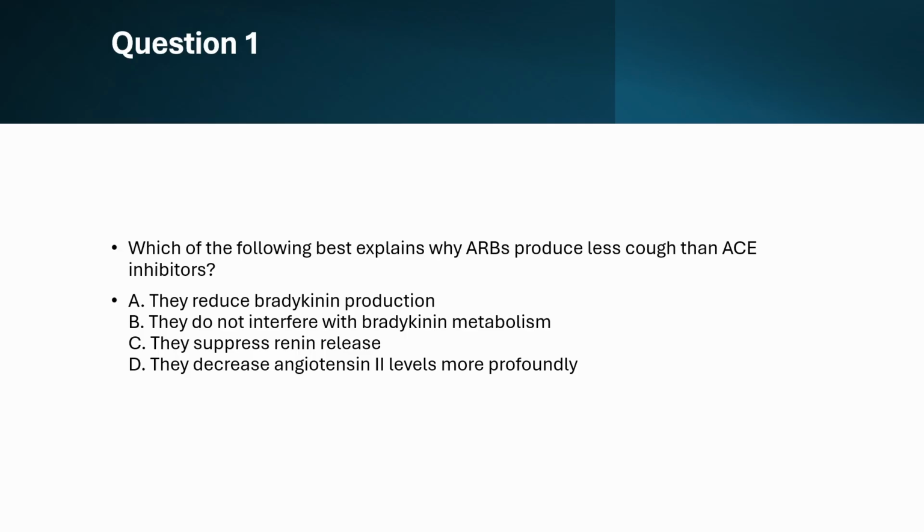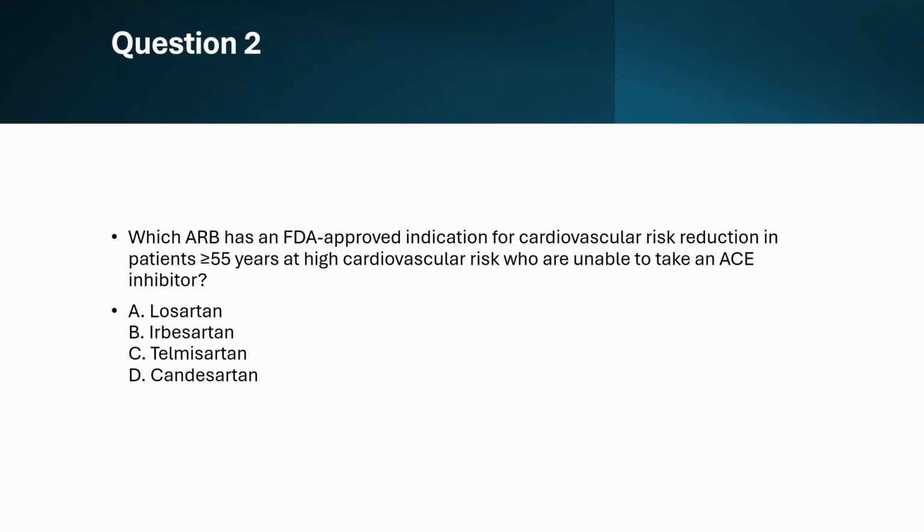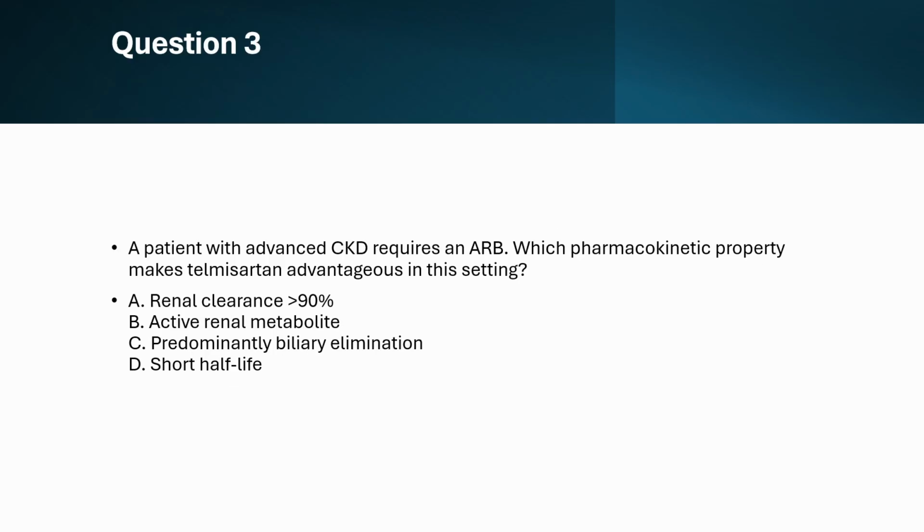Question number 1, which of the following best explains why ARBs produce less cough than ACE inhibitors? Which ARB has an FDA-approved indication for cardiovascular risk reduction in patients 55 years of age at high cardiovascular risk who are unable to take an ACE inhibitor? A patient with advanced chronic kidney disease requires an ARB. Which pharmacokinetic property makes telmisartan advantageous in this setting?